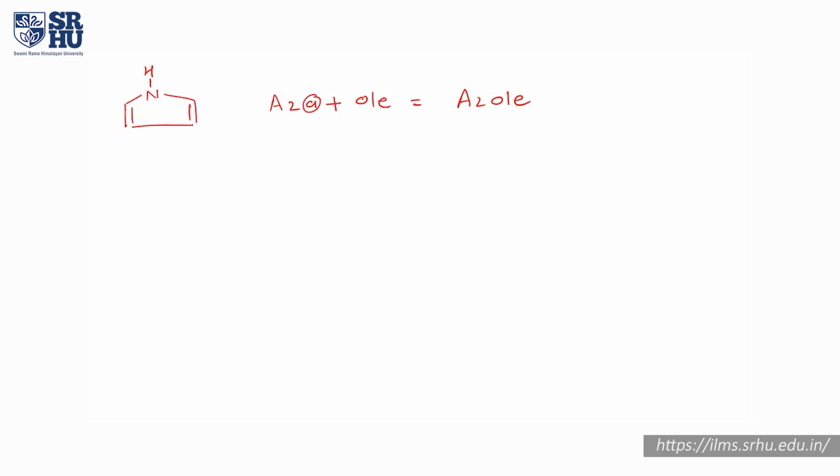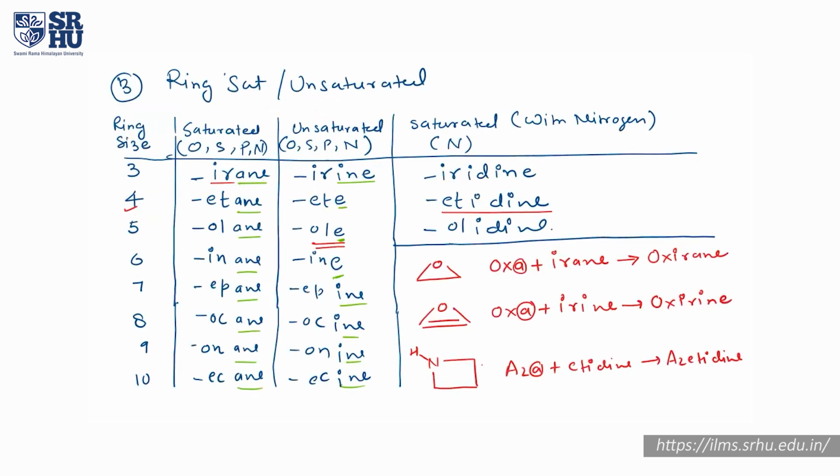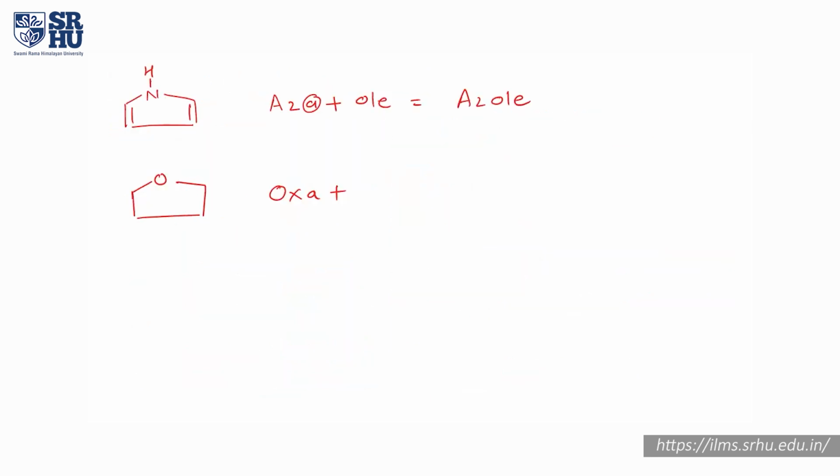Okay, now can you tell me what should be the name of this heterocyclic compound? Due to oxygen, its first word will be oxa. Then as it is a saturated 5-membered ring, for oxygen the suffix olane is used, so the A will be dropped and the name will be oxolane.